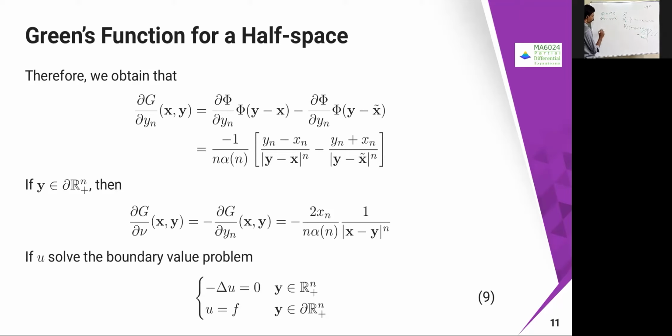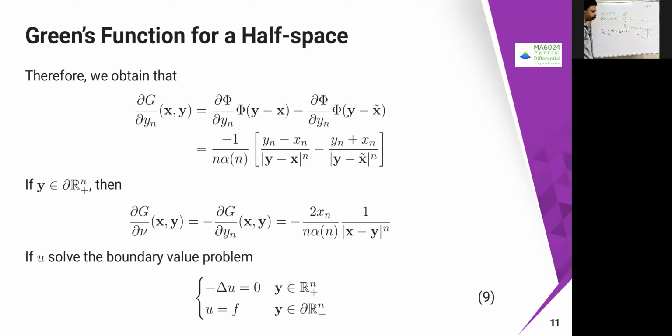∂G/∂ν I have to find. So the remaining things are the same. Only ∂G/∂yn is going to change. So that is nothing but ∂G/∂yn of, G is nothing but pi of y minus x minus ∂/∂yn of pi of y minus x delta.